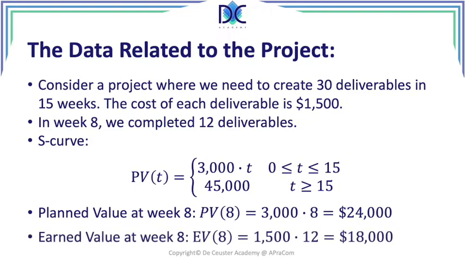From the other element, we know that in week 8 we completed 12 deliverables. So the earned value in week 8, t is equal to 8, is 1,500 multiplied with the number of deliverables that I created, which is equal to $18,000. Based on this, we can create a graph and we can calculate all the different parameters that are related to the schedule. So let's start with that.